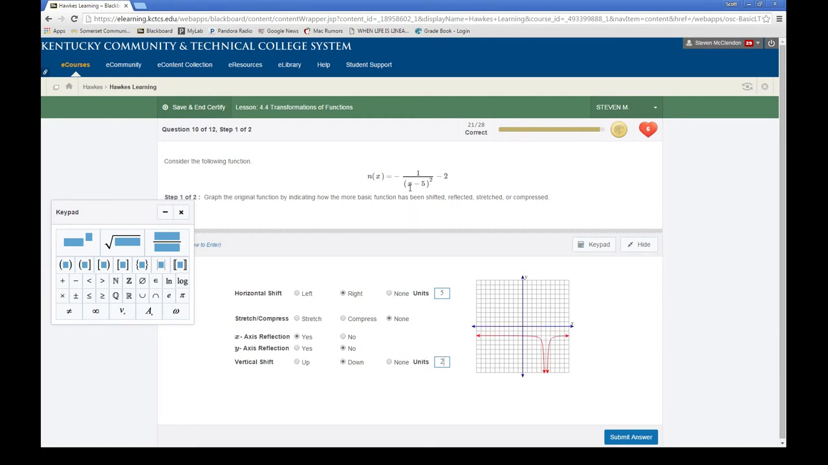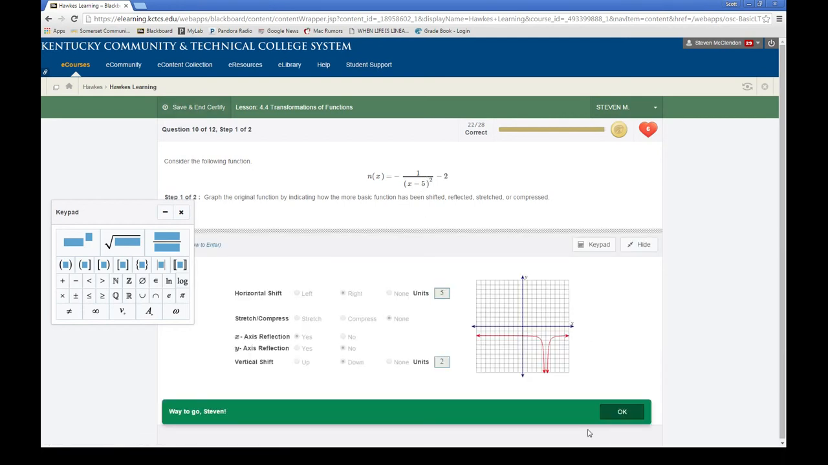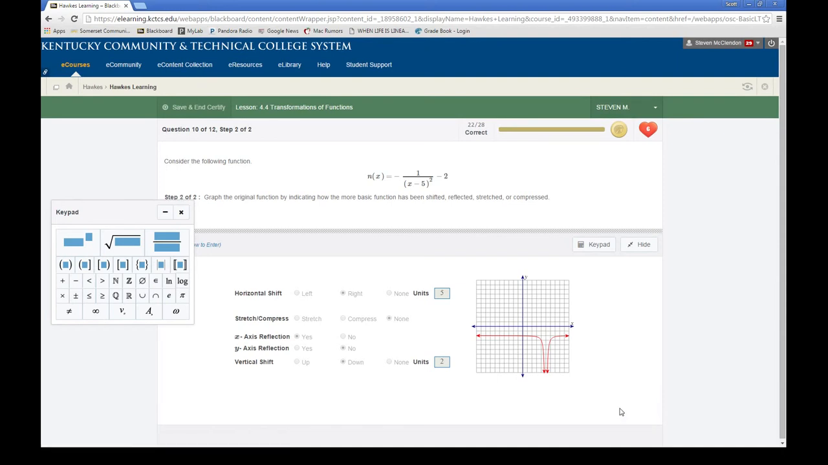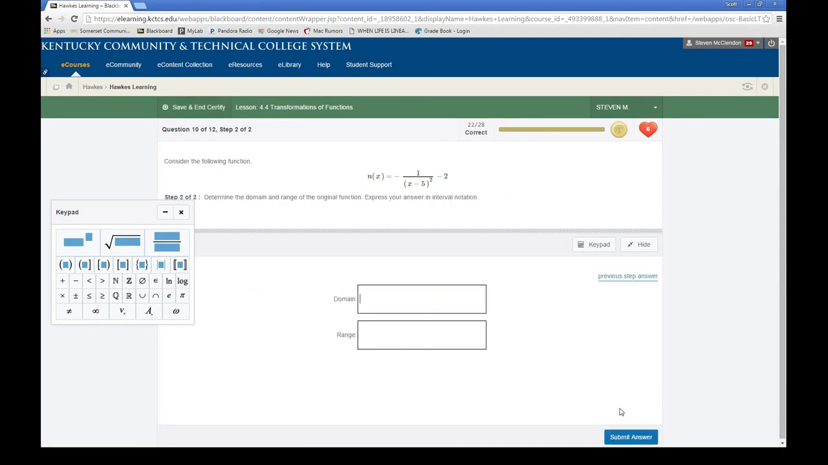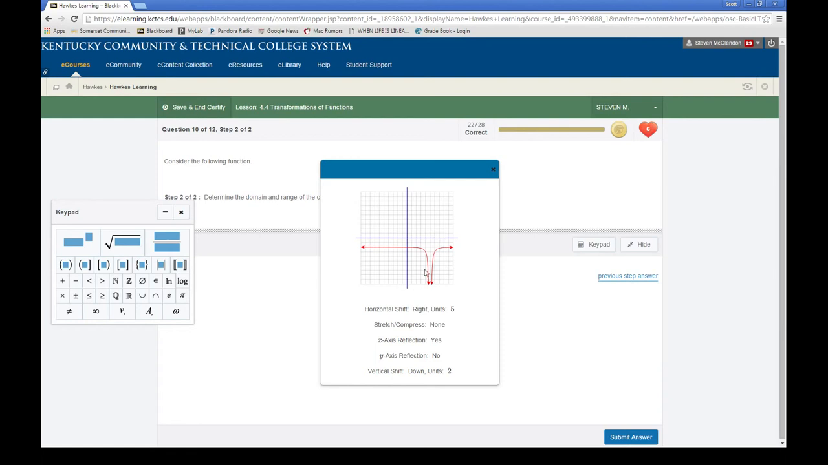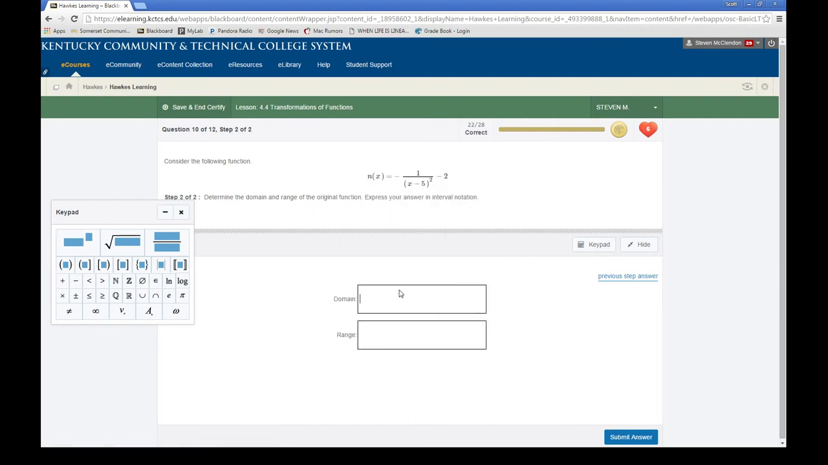So this is what the graph should look like. All right. Now, domain and range. What's the domain? So we'll click on this previous answer here. What's the domain of this guy? I'm sorry, the original. Well, originally, the domain was negative infinity to 0, and then 0 to infinity. That's what the original domain was. And since we shifted it horizontally 5, it's going to move that domain over 5 units. So if you go back in your notes, find the original domain of the original function, then change the zeros to 5s. So that's what the domain is.